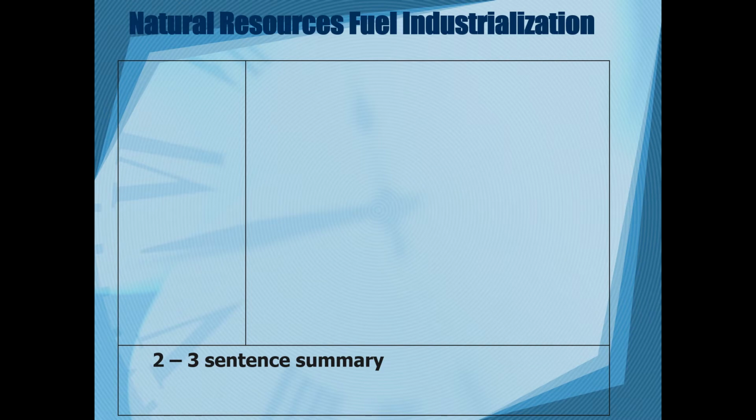All right, let's take a look at natural resources and what the United States had in terms of natural resources. So, the causes of the Industrial Revolution, we did have a large supply of natural resources.